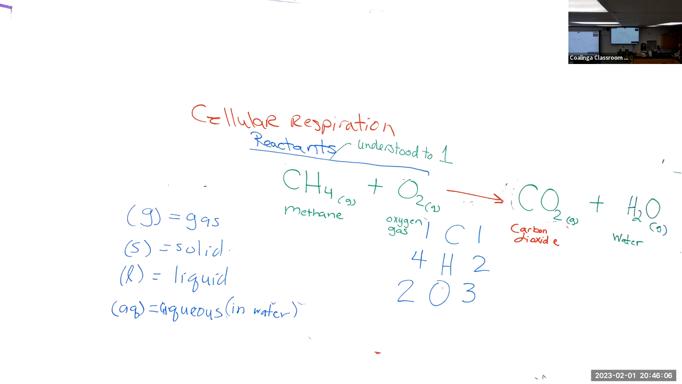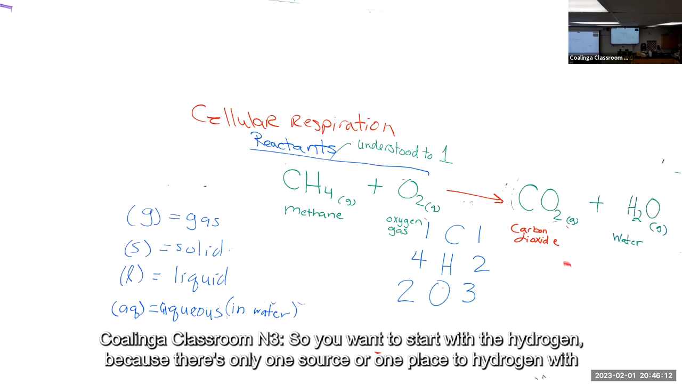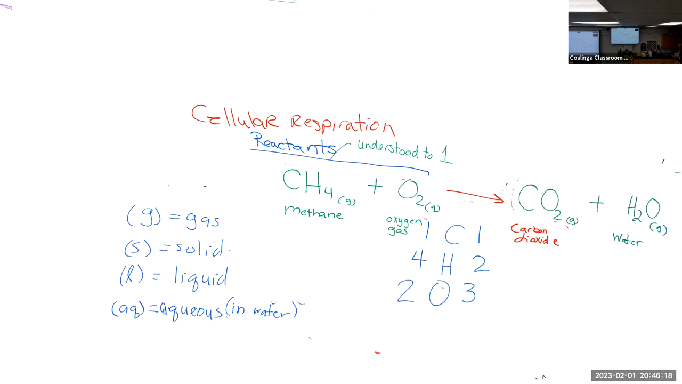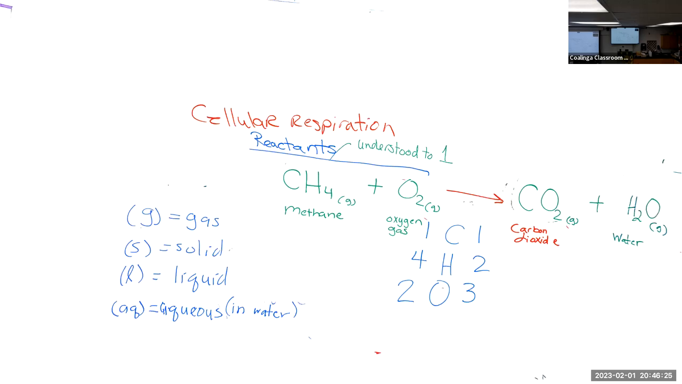Oxygen. So remember, there's two oxygens over here. That's going to be a lot harder for me to start with. So we want to start with the hydrogen because there's only one place the hydrogen went, right? Right. Okay, so we have two. How can I make it four? So I put a two in front. So two times two is four.